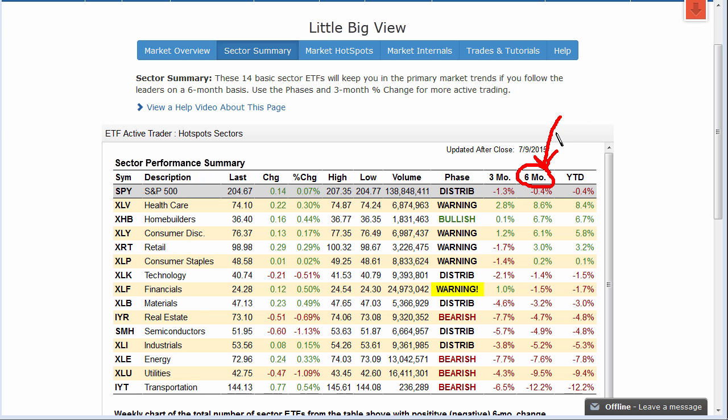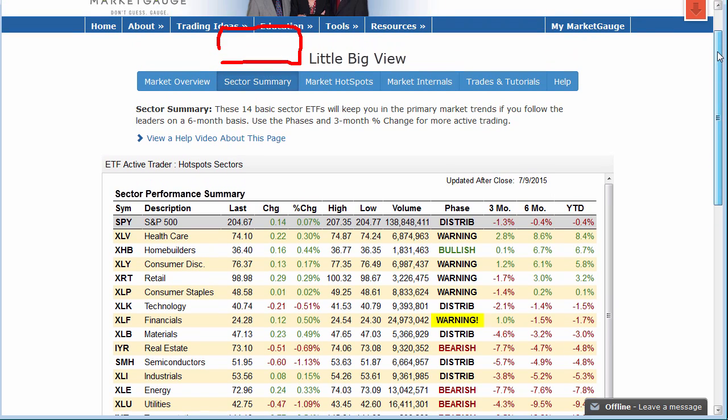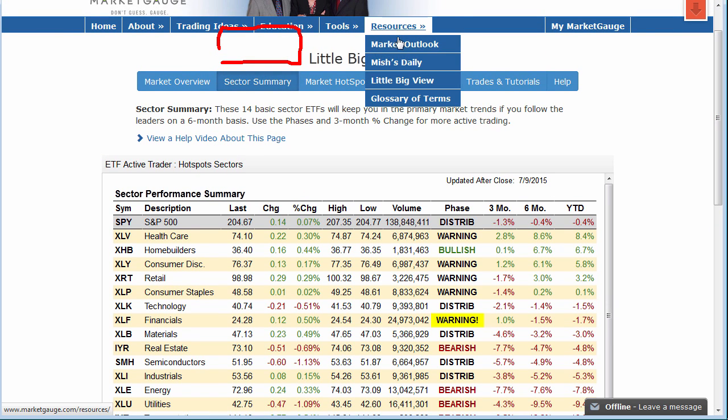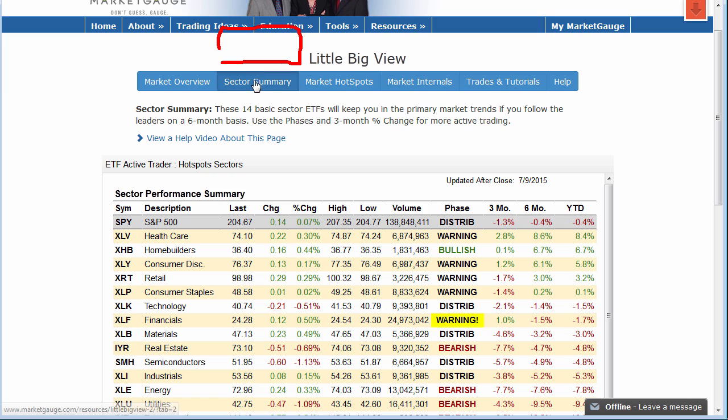So someone wrote in and said that the numbers that they saw for our 6-month change were not the same. Actually, I've got to start further back. I am in the Little Big View section of our website. This area is completely free. If you go to Resources, then go to Little Big View, and then go to Sector Summary, you're going to find a table, the one you see right here, that has lots of great information on it. I'm going to focus on really just one column here, this 6-month change.